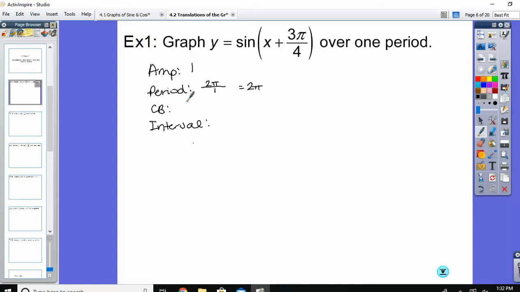How do we find the count by? Period divided by 4, which is pi over 2. So then our interval, how we're going to set this up. When you graph a normal sine graph, it starts at 0 and ends at 2 pi. We're going to start with that, and then I'm going to take my argument, the thing we're evaluating our trig function at, and we're going to put that on the inside.